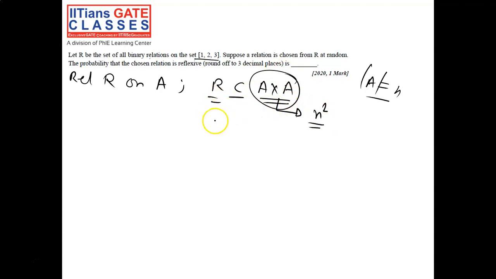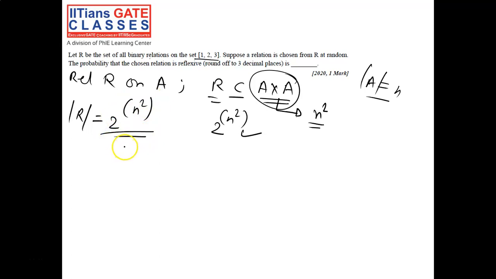So how many subsets are possible? Total 2 power n square. So these many relations are possible, because every subset of A cross A is a relation. Now he has given that this R is the set of all binary relations. So basically the cardinality of R is nothing but 2 power n square, because these many binary relations are possible if the set A has cardinality n.